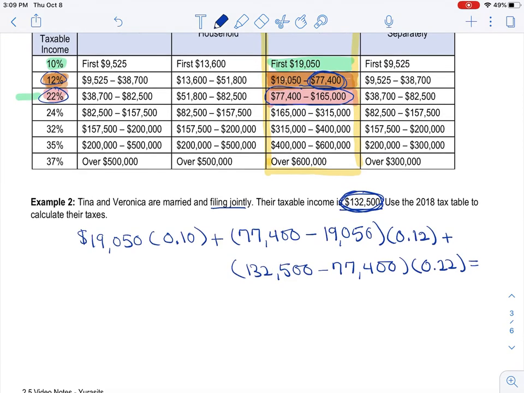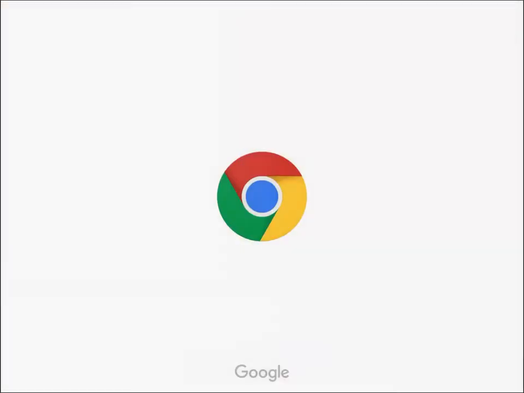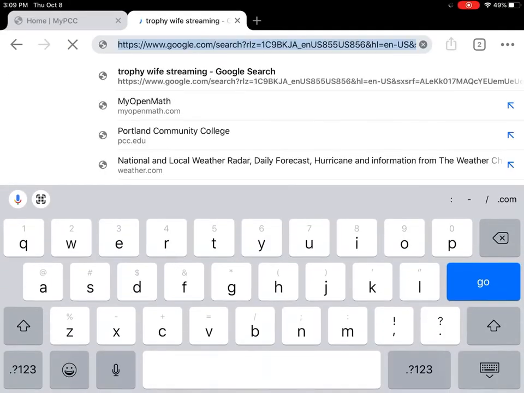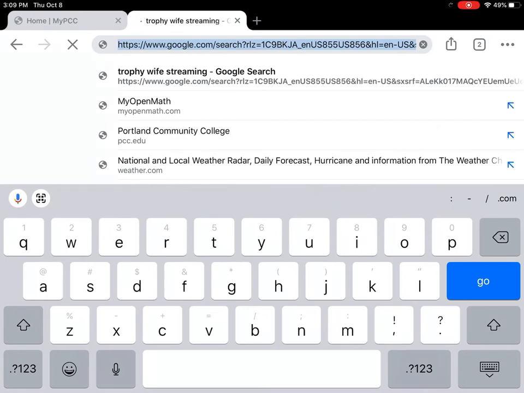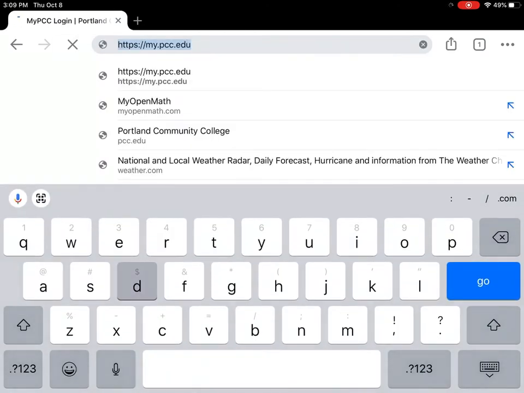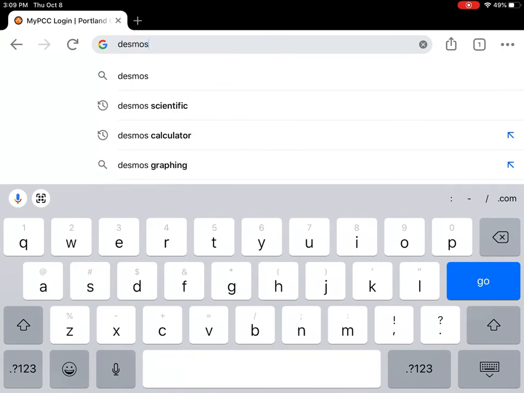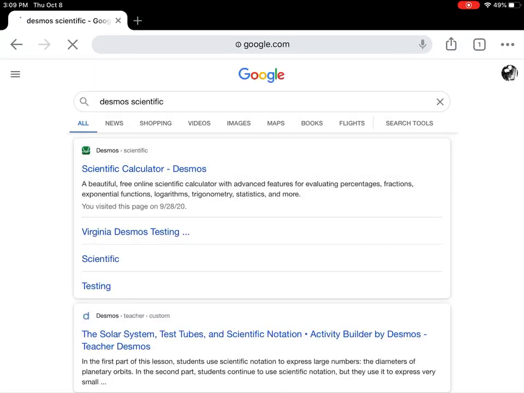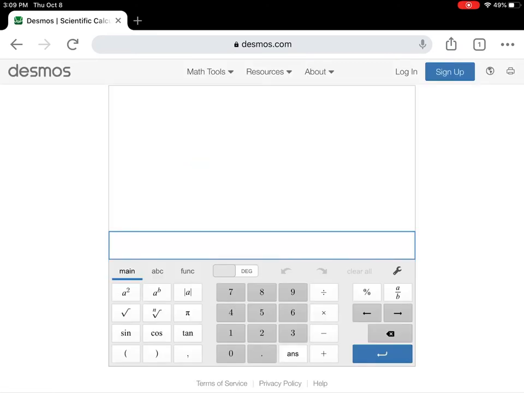So I want to go ahead and bring up Desmos just to make sure that you know how to put it into Desmos. You could also use Excel or Google Sheets, whatever you feel comfortable with. But I'm going to do 19,050 times, I'm going to get used to parentheses, so I'm going to put in parentheses, not necessary, but let me go ahead and go back.